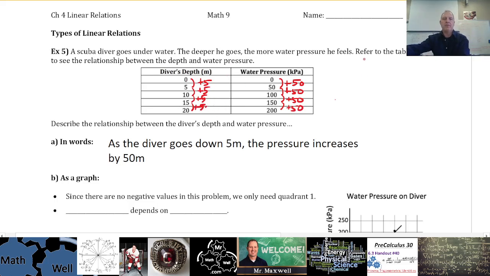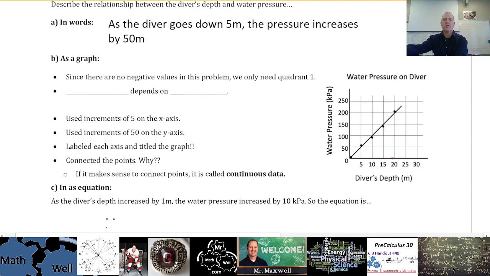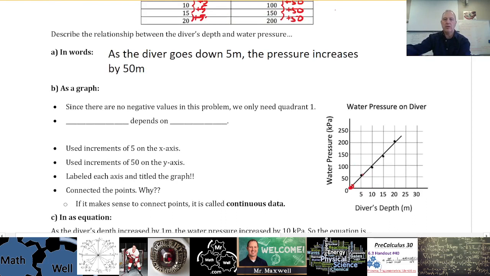Okay, as a graph. Let's look at the graph, which is actually given to you over here. These are the points in the table. You see 0, 0, 5, 50, 10, 100, 15, 150, and 20, 200 right there. The points are just maybe a little off. The little line's slightly off a bit. But since there are no negative values in the problem, we only need to concern ourselves with quadrant 1.